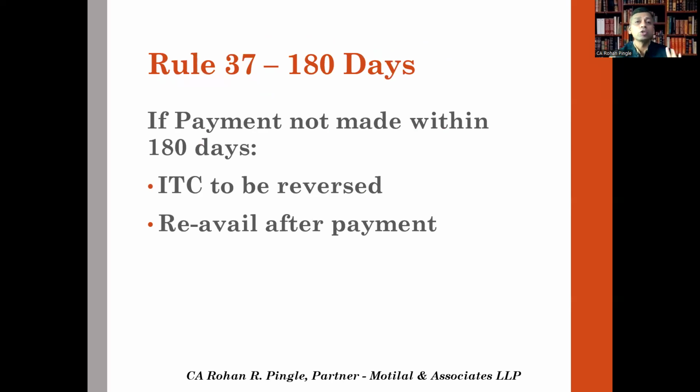So moving further, let's see Rule 37, that is the 180 days payment rule. This is another example of practical blocked credit. Even if the supplier is compliant, if you don't pay within 180 days, ITC will get blocked. So the blockage is not always the supplier's fault; from our side, we may be unable to pay within 180 days. That is the condition mentioned under Rule 37.